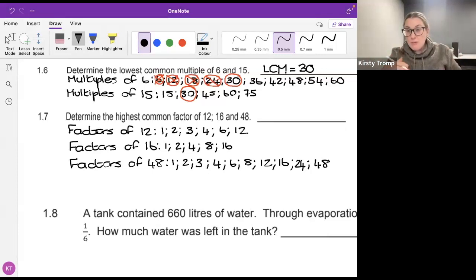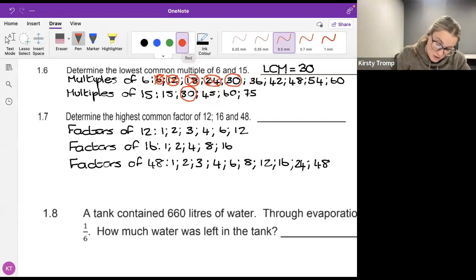All right, so now I'm looking for the highest common factor. Because I'm looking for the highest common factor, I'm going to start at the end, with the number that's actually the biggest. Before I started with a number that was the smallest, now I'm going to start with the biggest. So I'm going to start with 48. Do I see 48 in either of the other numbers? Nope, so I'm going to cross it out.